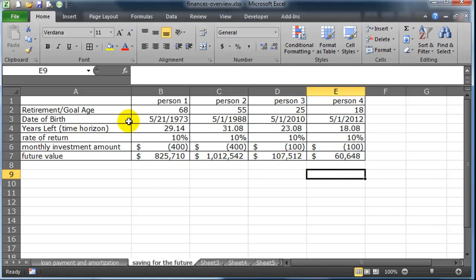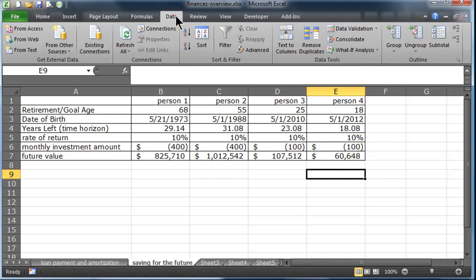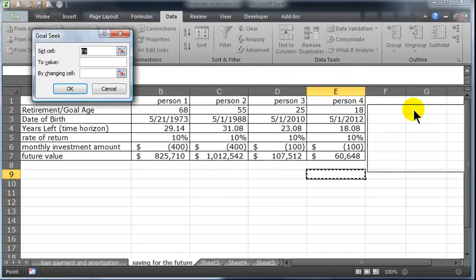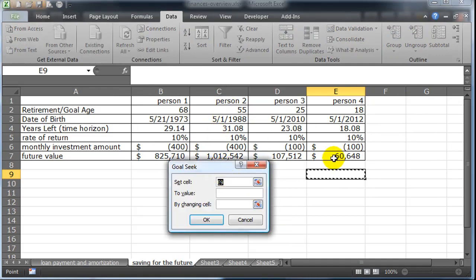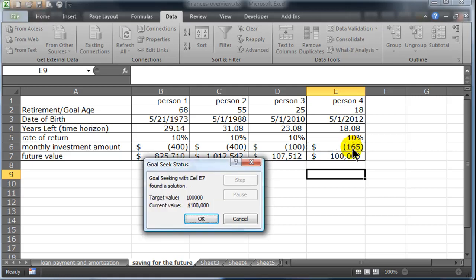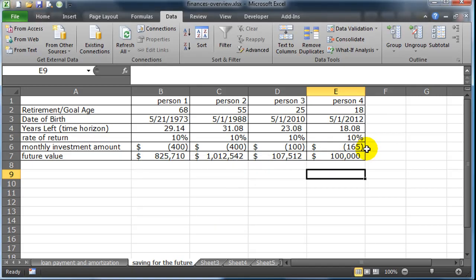Now we can start to figure out some other stuff. Let's say these parents over there for this future newborn, they really want to get to $100,000. So how much monthly investment do they need? Well, we can figure that kind of stuff out using data, what if analysis, goal seek. Okay, so if I set future value to 100,000, by changing the monthly investment, there we go. They actually have to put away $165 a month in order to get to that $100,000 goal by the time the kid is 18, assuming 10% annual return.